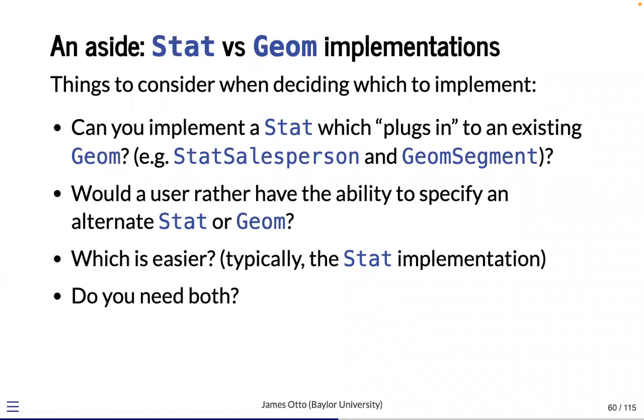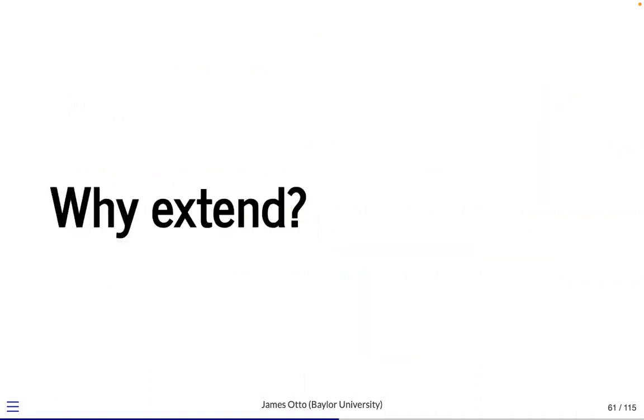Lastly, do you need both? I keep on mentioning stat smooth and geom smooth. Those are both necessary. You can't put all of the logic to make that smooth line into the stat. The stat has to have a statistical part, and the geom has to have a drawing part. So those are things to keep in mind.